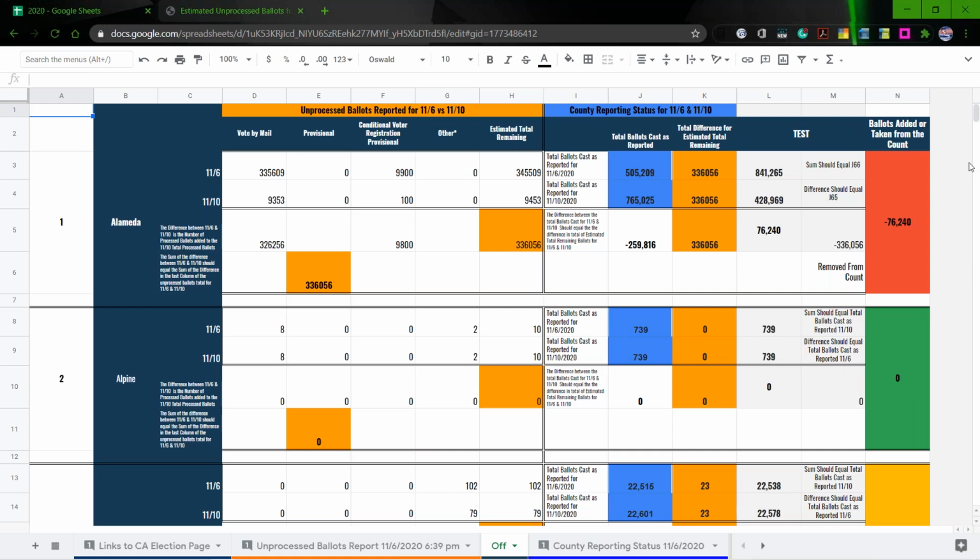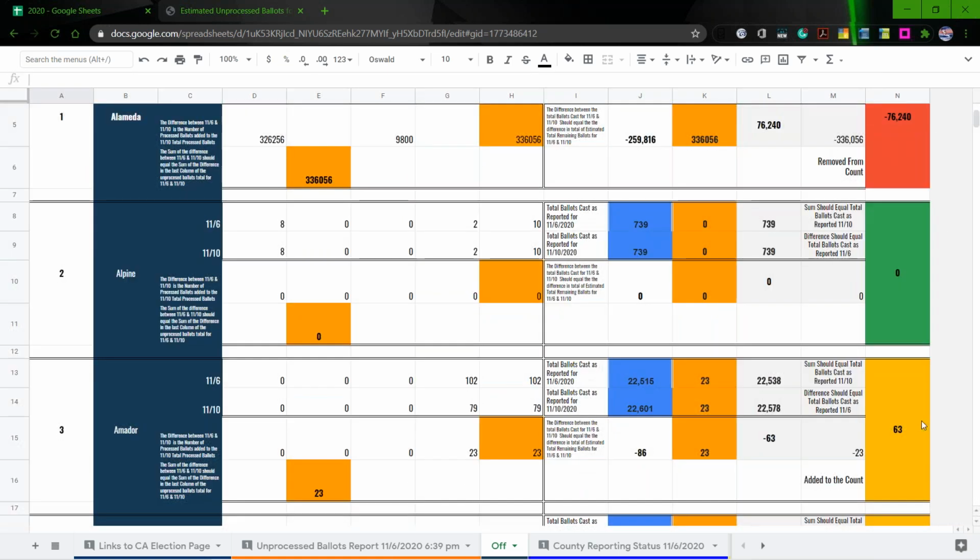All right. Everything in yellow are ballots that were added to the count. And I say added simply because the numbers that we have for November 6th and November 10th do not account for that many additional ballots. So there were 63 ballots that somehow managed to make their way into the final reporting number for the 10th. So I say they were added to the count.